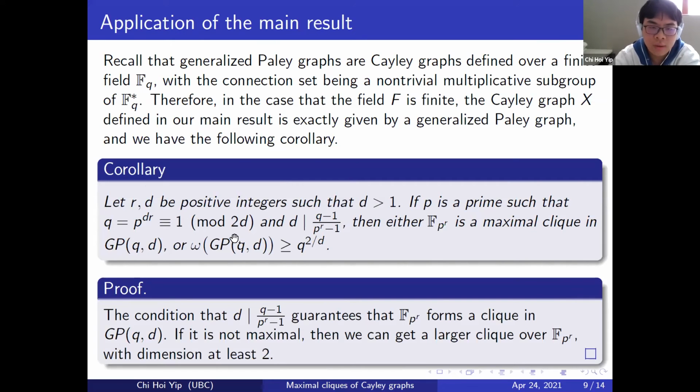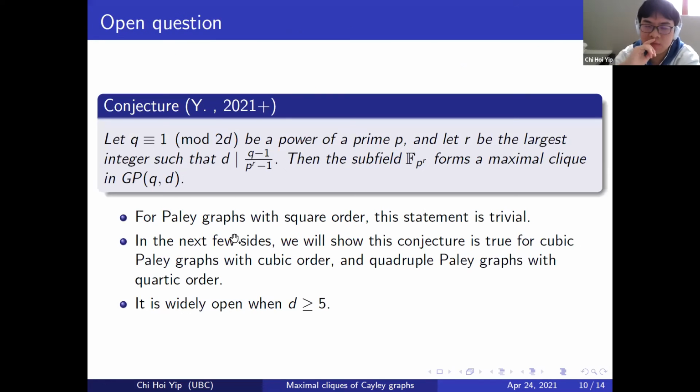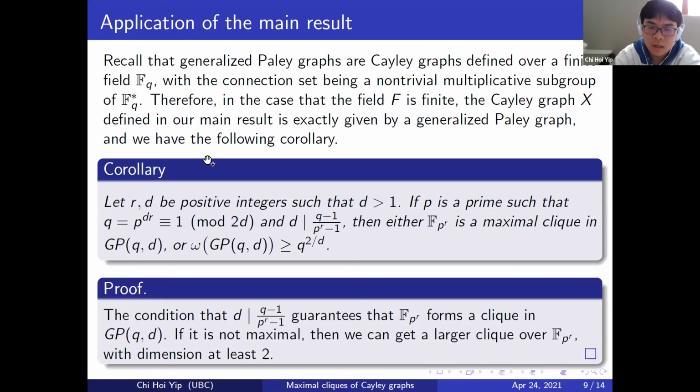Based on this corollary, we can come up with the following conjecture, which basically says that we always have the first case. So F_p^r is always a maximal clique. We don't know whether the clique number is larger or smaller, but we conjecture that F_p^r must be a maximal clique because this clique is so special: it's a subfield.